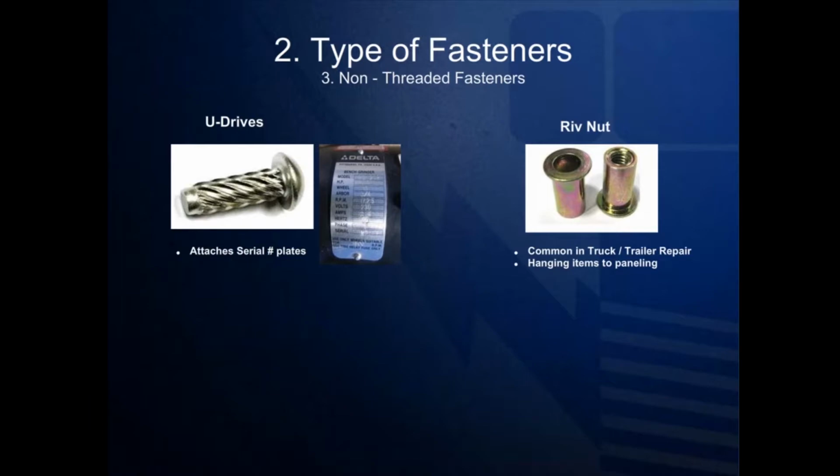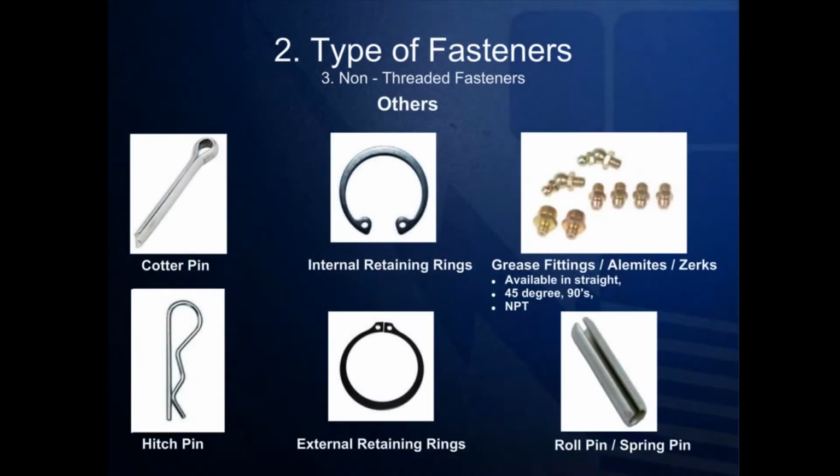into that panel. Maintenance and repair shops commonly have stacks of pull-out drawers that often include small items like cotter pins, hitch pins, internal and external snap rings, and grease fittings, which are also known by some as alamites or zerks. These also include roll pins, which are commonly known as spring pins. These pull-out drawers can oftentimes have electrical terminals, screws, and other small brass and DOT fittings.